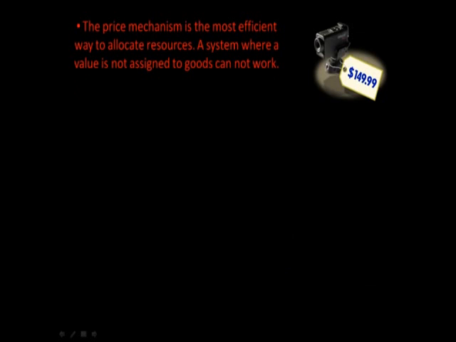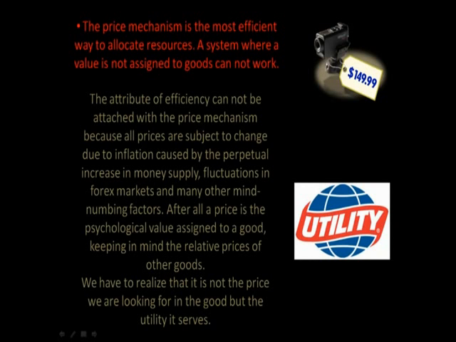The price mechanism is the most efficient way to allocate resources. A system where a value is not assigned to goods cannot work. Now, this is the argument put forth by economists against this resource-based economic system. To answer this, we would just like to say that the attribute of efficiency cannot be attached to the price mechanism at all, because all prices are subject to change due to inflation caused by perpetual increase in money supply, as you saw in the movie Addendum, which obviously happens in every economy, and maybe fluctuations in foreign exchange markets, and many other mind-numbing factors.